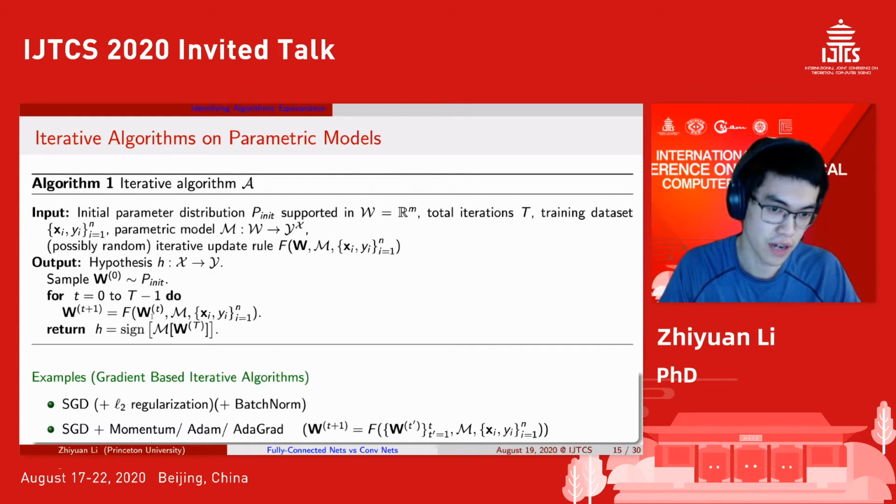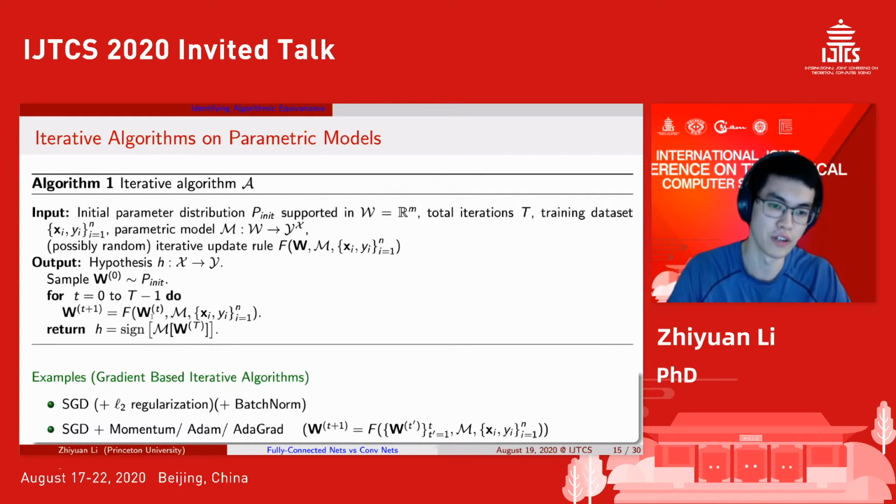For different iterative update rules and different initializations, this algorithm covers almost every algorithm in deep learning theory, such as SGD with L2 regularization, or you can also have batch normalization. If we allow this iterative rule to use the information of past weights, then it also covers SGD with momentum, or Adam, or Adagrad.